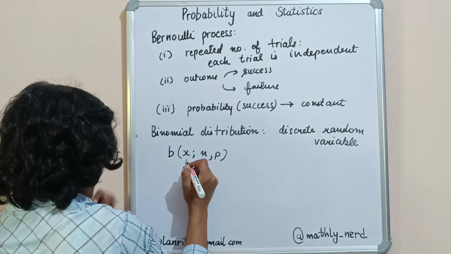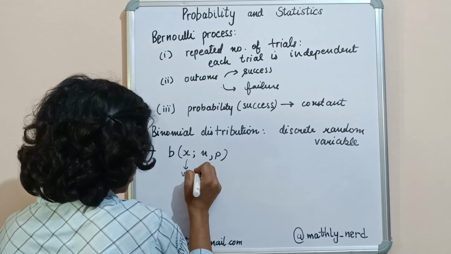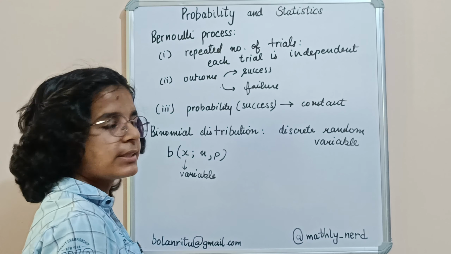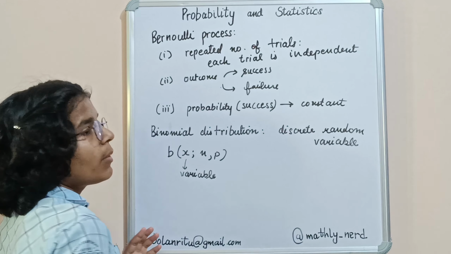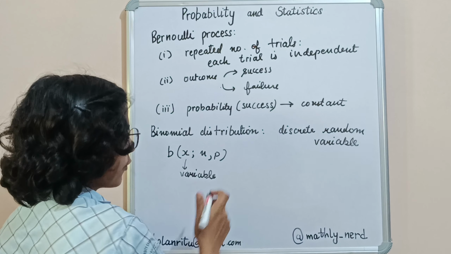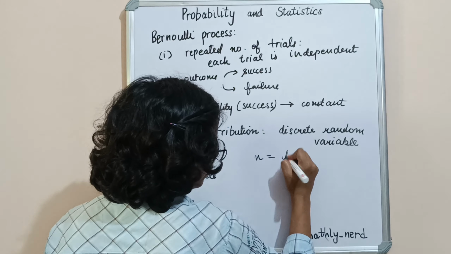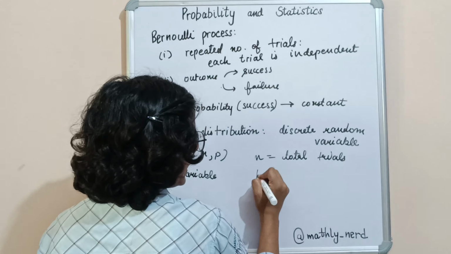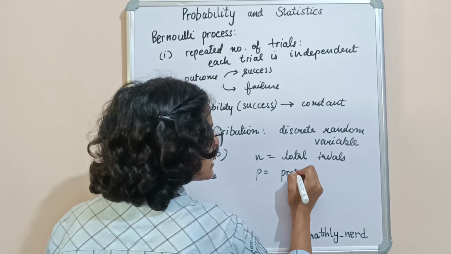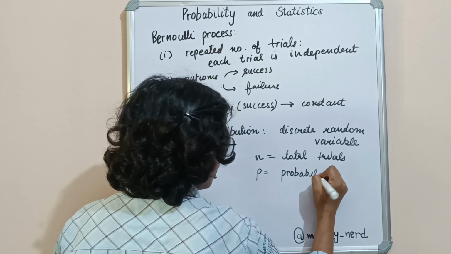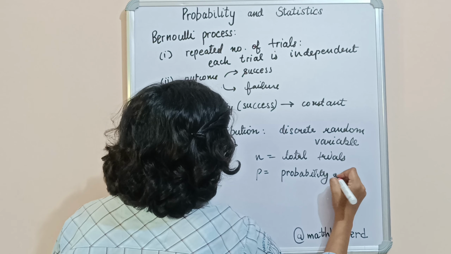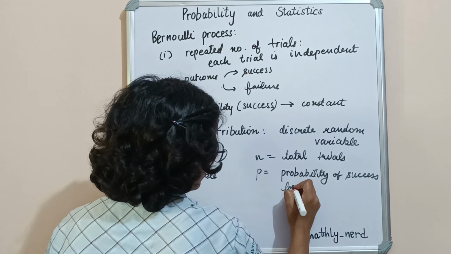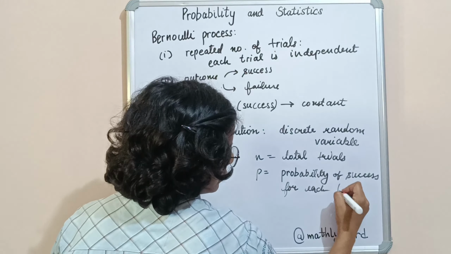Now x is our variable and it is number of success in n trials. From n trials, how many success we have got, and n is total number of trials. P is probability of success for each trial.